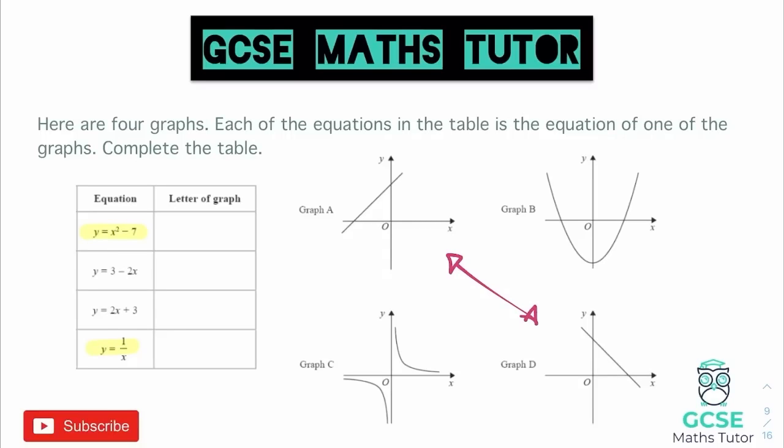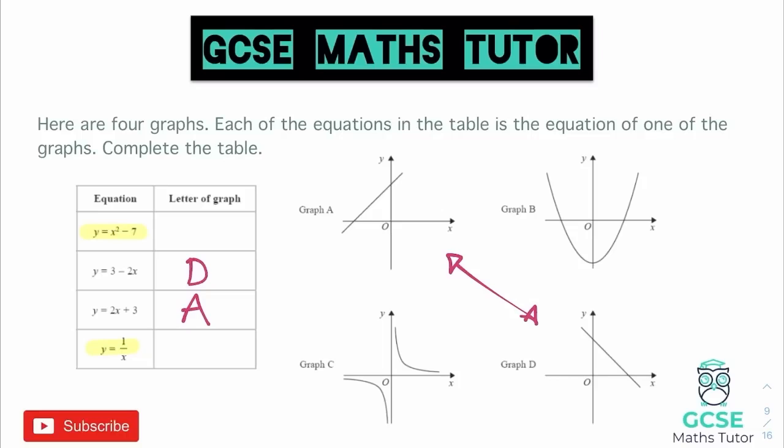Now let's look at the gradients for those. Now the first one, we've got y equals 3 minus 2x, so the gradient of that is negative 2, that number, that coefficient that's stuck on the x. So that one's our negative gradient, so that's going to be graph D, as that's going to be sloping downwards. And our next one has a positive gradient, you can see that's 2x plus 3, so positive 2, a positive gradient, and that'll be graph A.